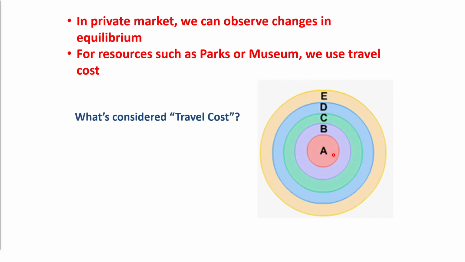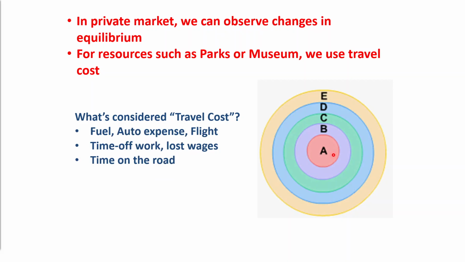Now, what should be considered travel costs? There's the obvious fuel, auto expense, or flights, but then there's also time off work, lost wages, and time on the road. For example, when I used to live in Davis, it was very easy to do a day trip to ski. However, if you live in San Jose, going to ski might have to be a 2 or 3 day thing, or a weekend trip. So the cost of skiing is going to be much higher if you live further away.